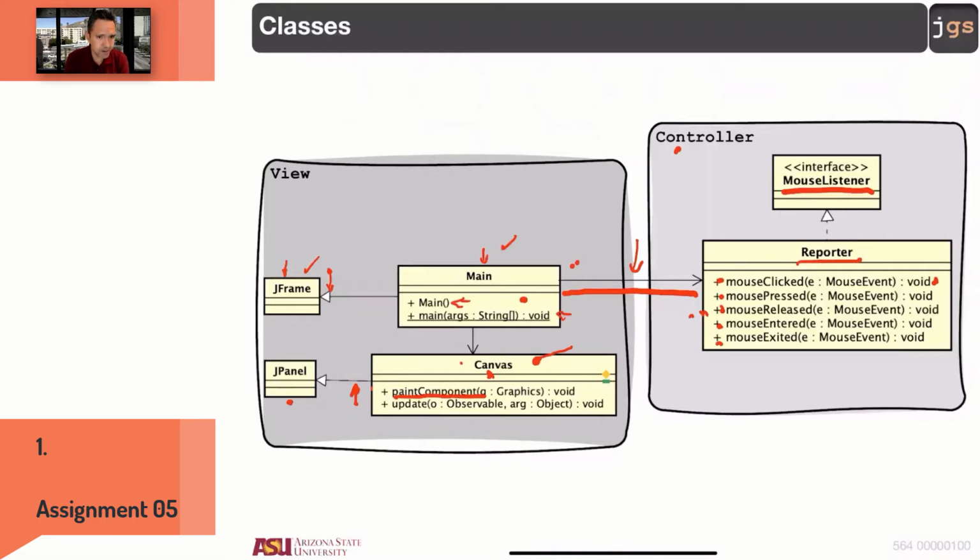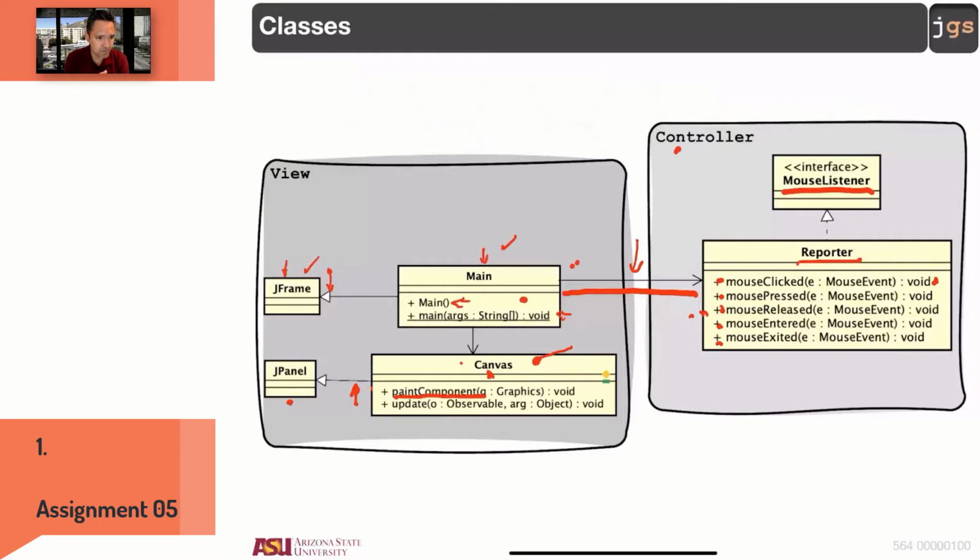So this part, the view, the controller, is mandatory. Follow this design. Obviously, that includes using those names: Main, Canvas, Reporter. Those are going to be the names of your classes. And the methods that are mentioned here should be the methods that you include in those classes. Hopefully, so far, so good.